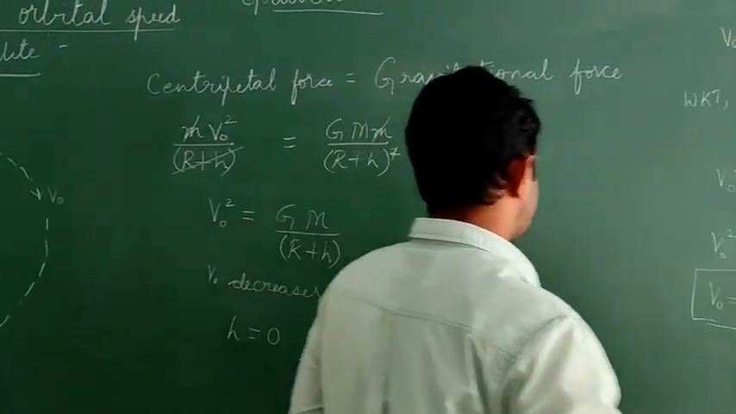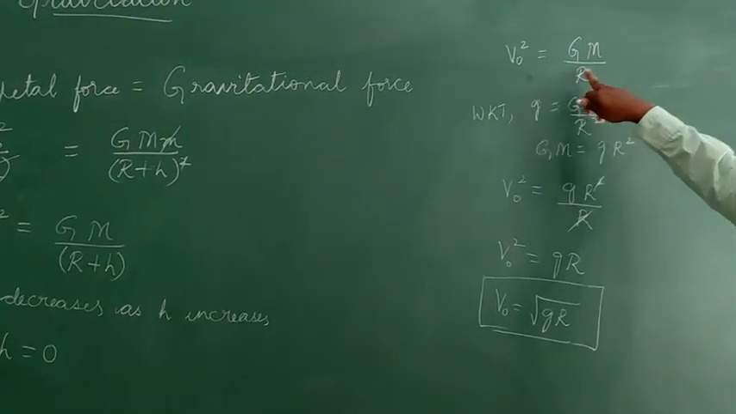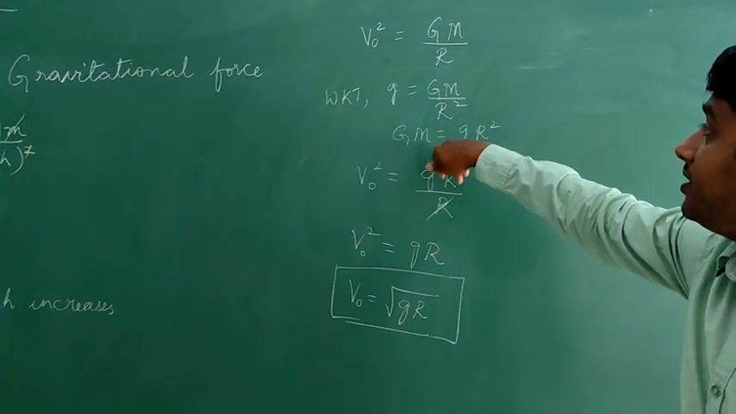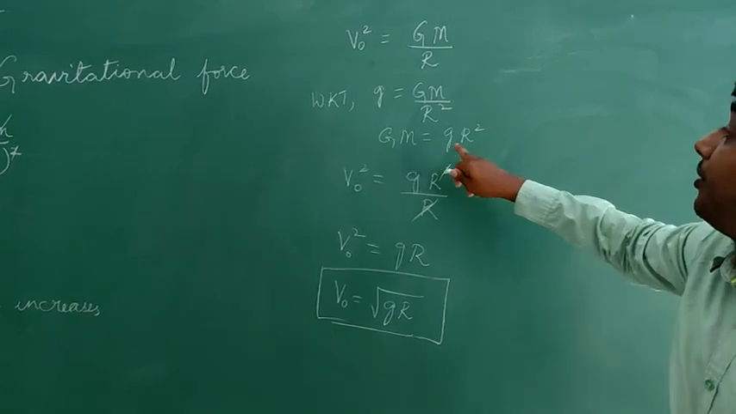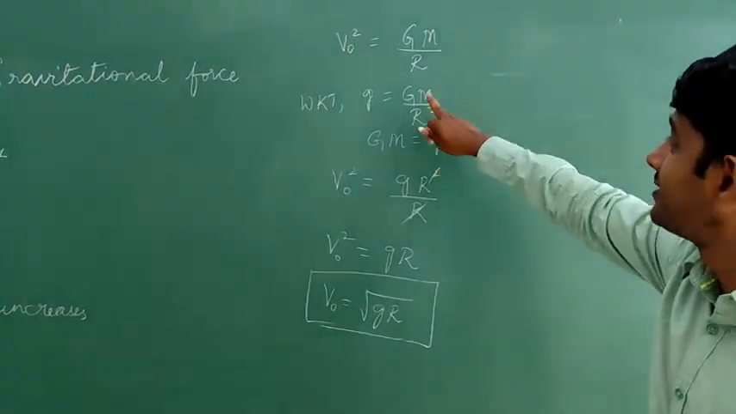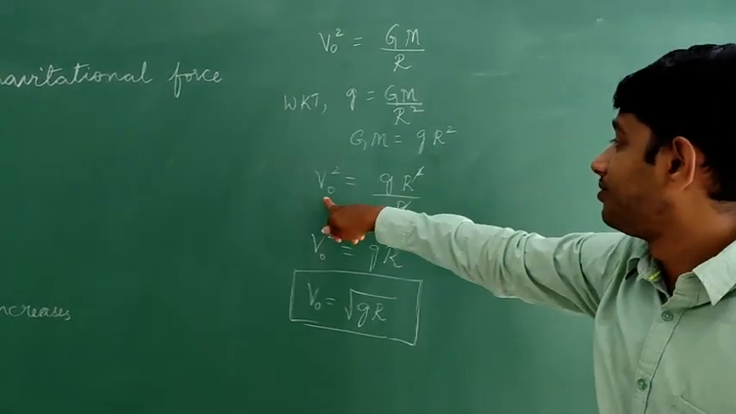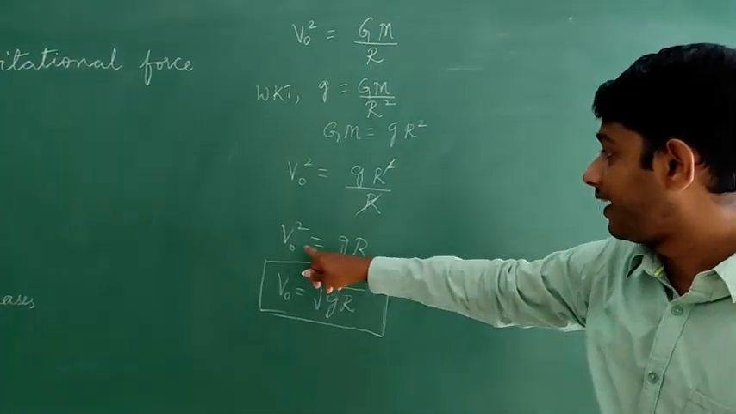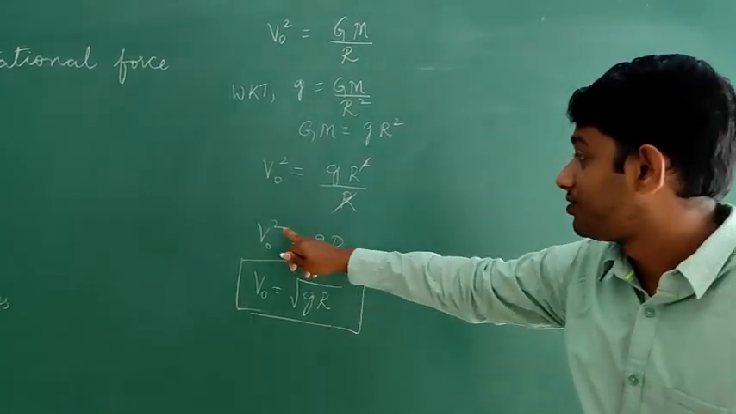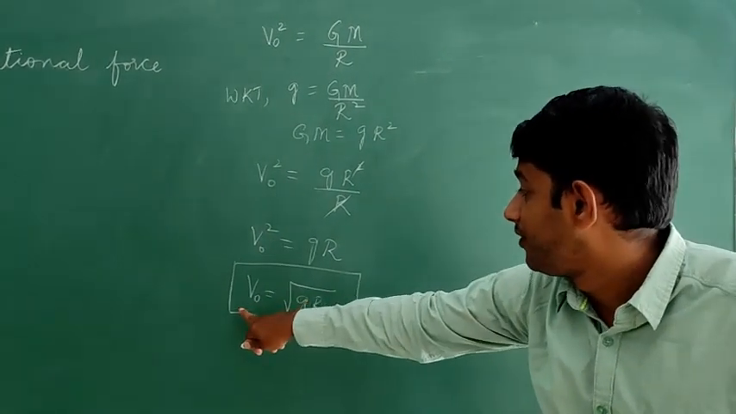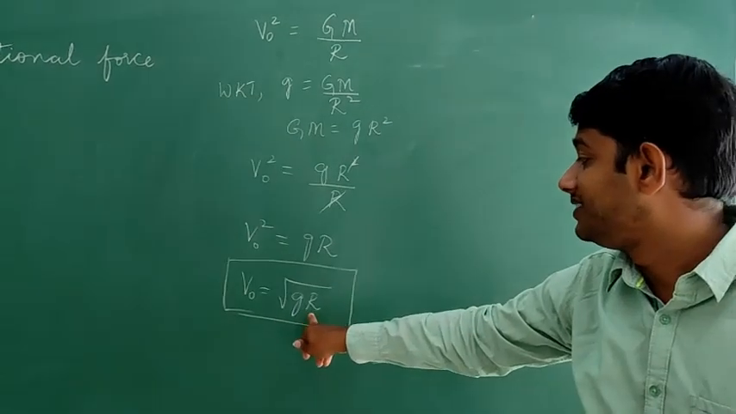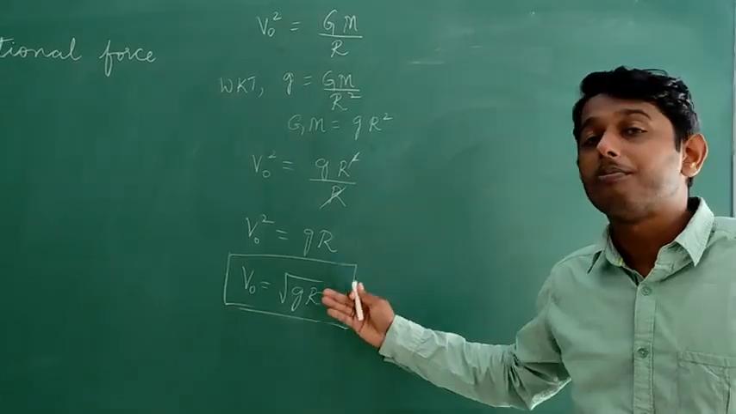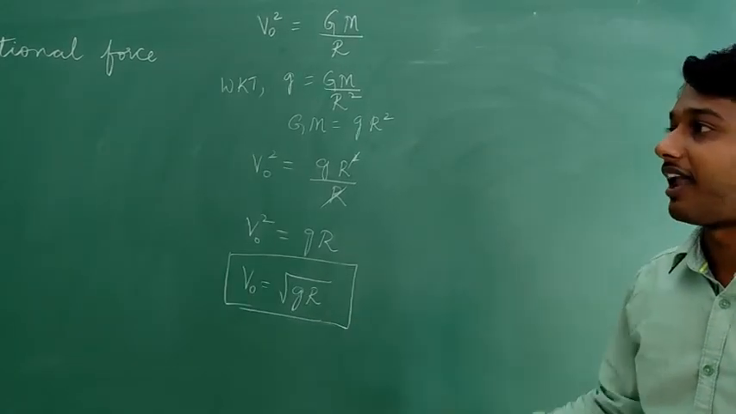So after taking this, I'll get v naught square is equal to GM by R. So we also know that g is equal to GM by R square. GM, I'll cross multiply, GM is equal to gR square I'll get. So I'll replace this GM with gR square. So v naught square is equal to gR square by R. So R will get cancelled. I'll get v naught square is equal to gR. So I'll put the square root here. So v naught is equal to square root of gR. So this is what I got. So this is the expression for orbital speed of Earth satellite.